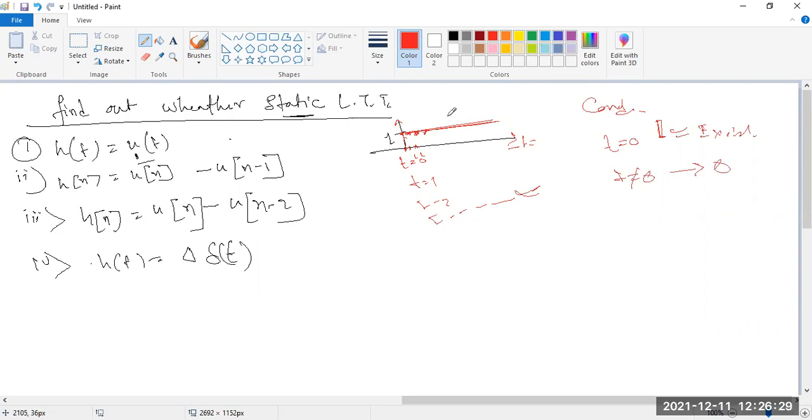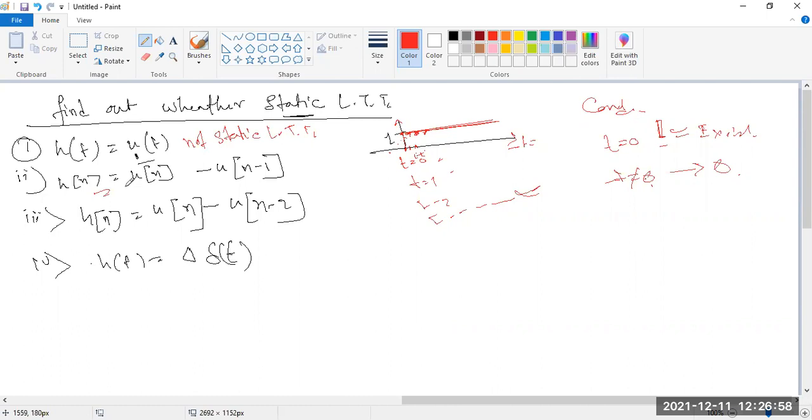So is that a static LTI? No, because static means otherwise it will be 0. But here it is not 0 otherwise. Except for 0, the other values 1 and 2 also exist. But at -1 and -2 it is 0. Here the positive side is nonzero, so it is not a static LTI system.